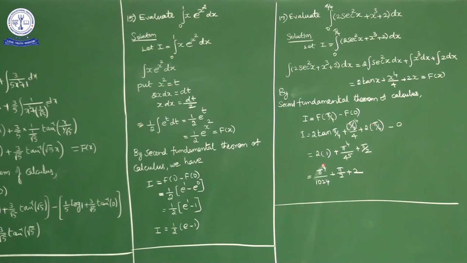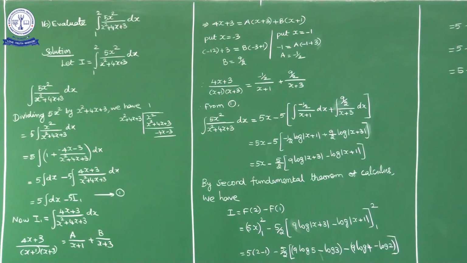F of 0 is 0 because 2 tan 0 is 0, since tan 0 is 0, so this part is 0. In place of x if you write 0, this is 0, and in place of x you write 0, this is 0. So F of 0 is 0. So the final answer is pi power 4 upon 1024 plus pi by 2 plus 2.